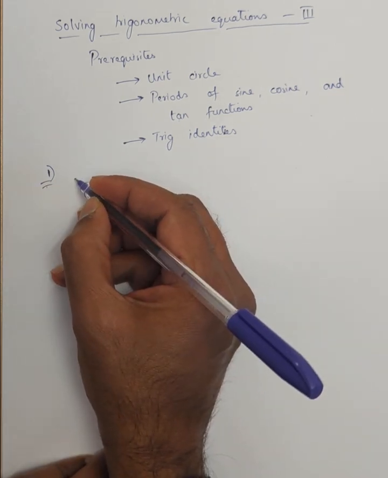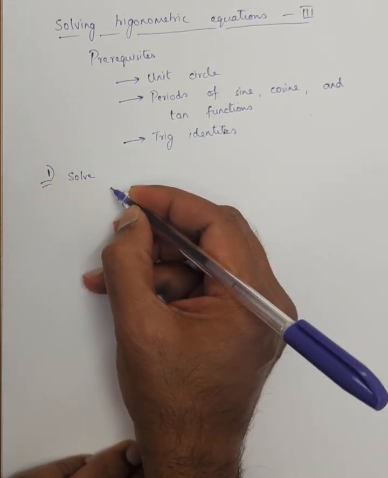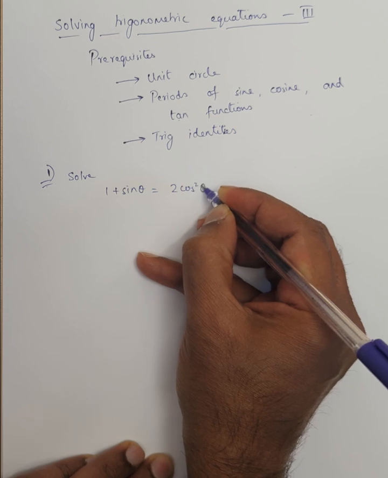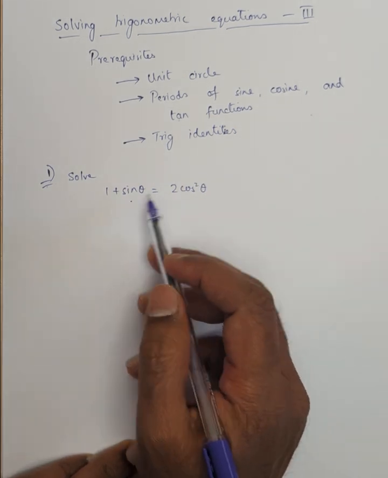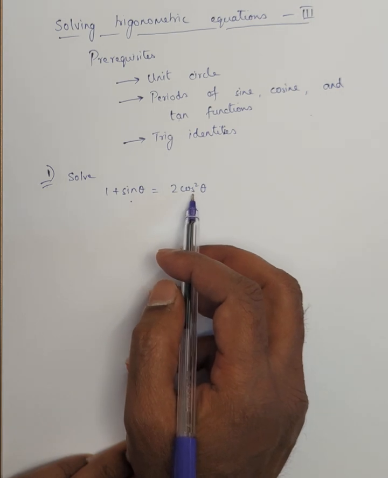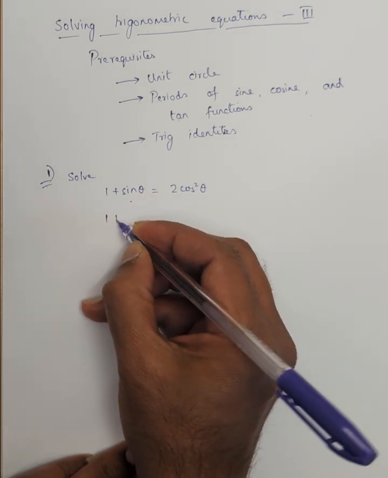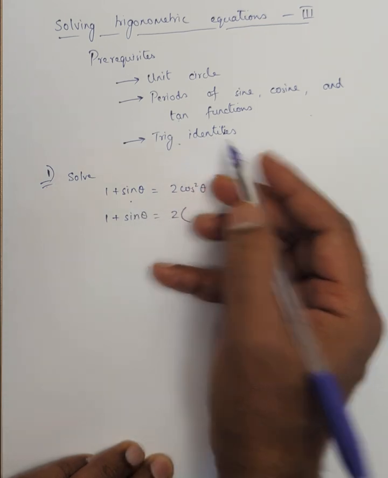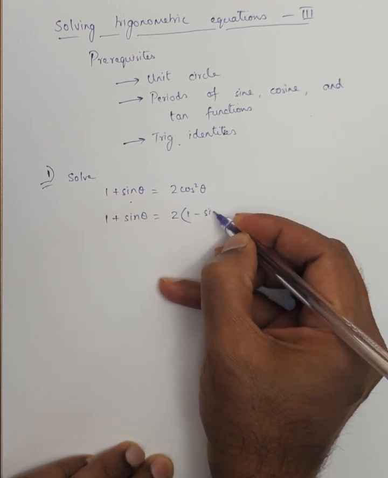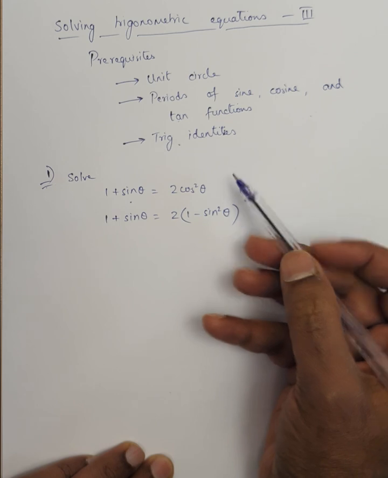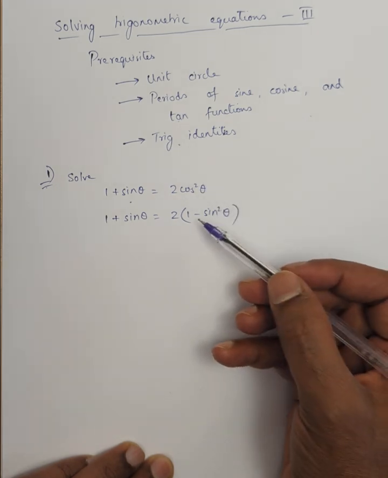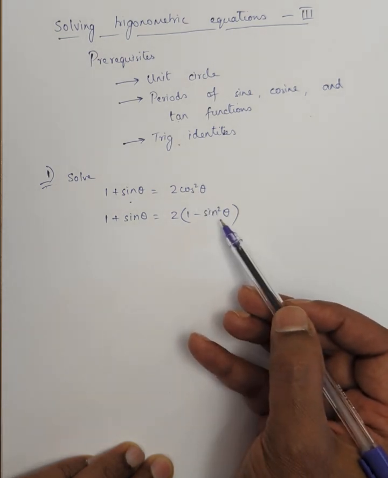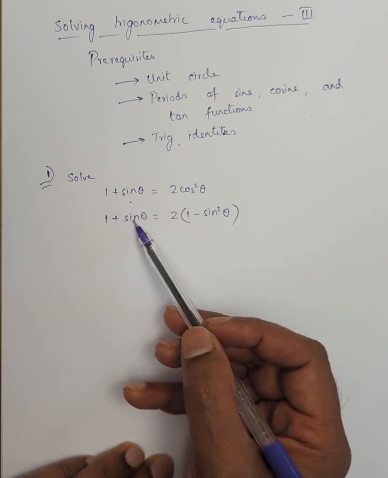First example I want to consider is this. Solve 1 plus sine theta equals 2 cos square theta. Now notice I have sine and cosine, but cosine square I can write as 1 minus sine square. So that's what I meant, that you will be called upon to use a trig identity. Cos square plus sine square equals 1. So cos square is 1 minus sine square. So now we have changed everything to sines.